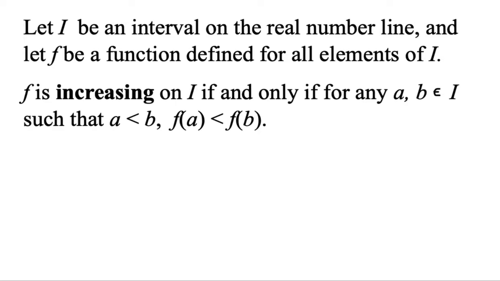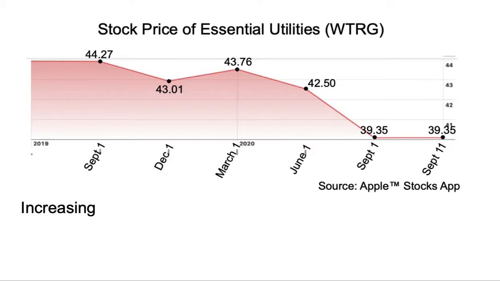In this case, we're defining certain inputs for an interval. If the later input has a higher output, then we say that the function is increasing. But this is only if that is always true for any pair of points in the interval. Let's consider an example. The stock price of Essential Utilities from 2019 through 2020.